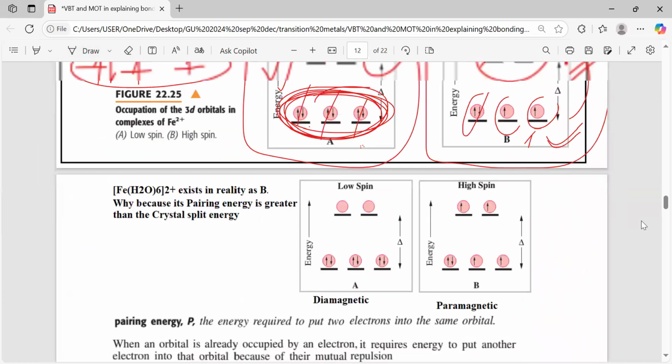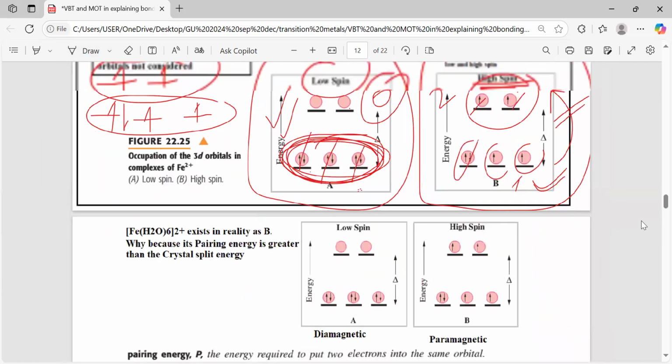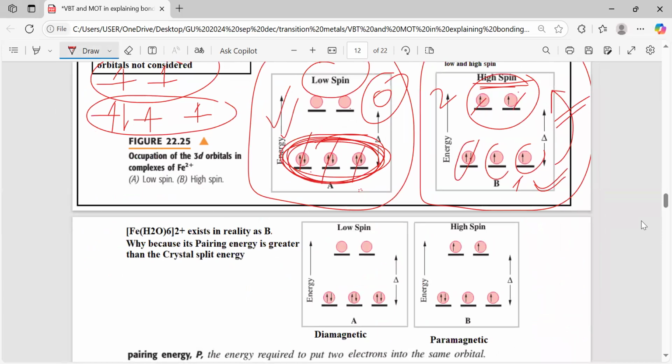So having gotten that far, we get those two possible bonding or electron arrangement possibilities, either high spin or low spin. High spins will be paramagnetic, whereas low spins are diamagnetic, and their spin is totally 0.